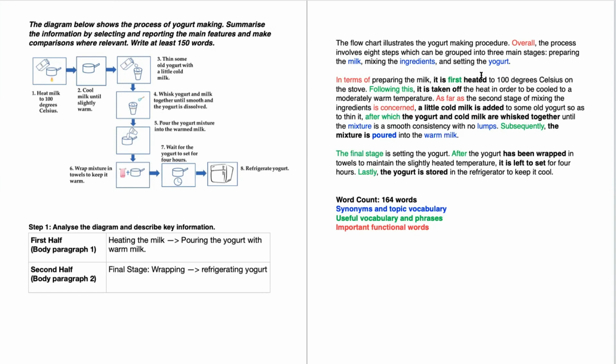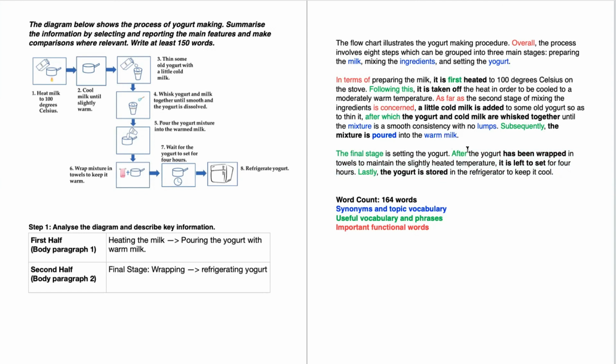So it is heated, it is taken off, little cold milk is added, the yogurt and cold milk are whisked together, the mixture is poured. Remember, we don't know who is doing this. It is not important, but notice how much passive is in this essay. Lastly here, we do have a present perfect, which is nice. It's a little bit complex that I added these 2 steps in one sentence.